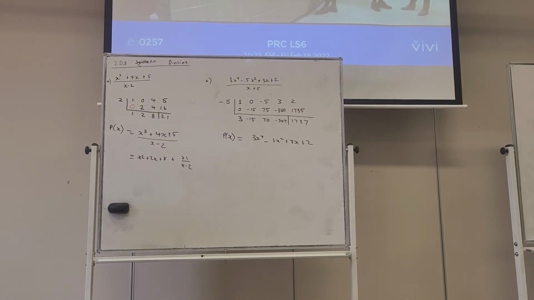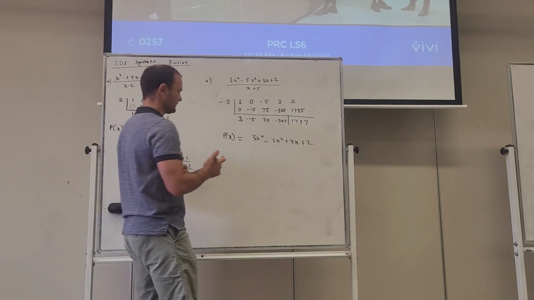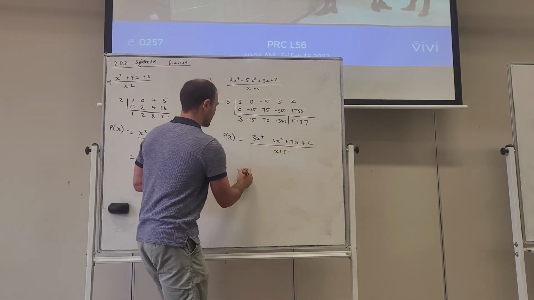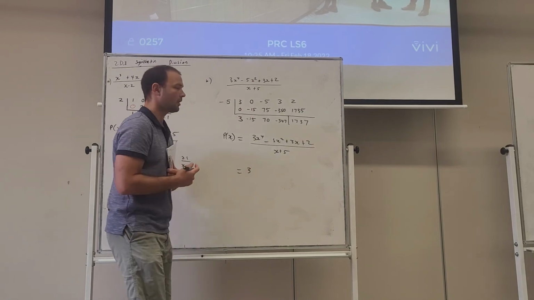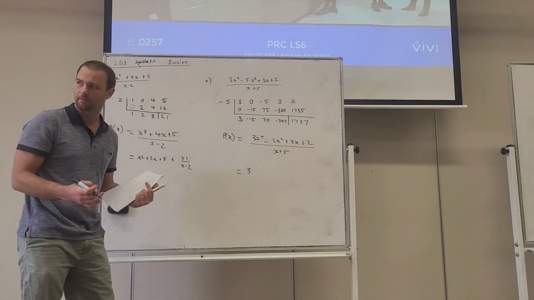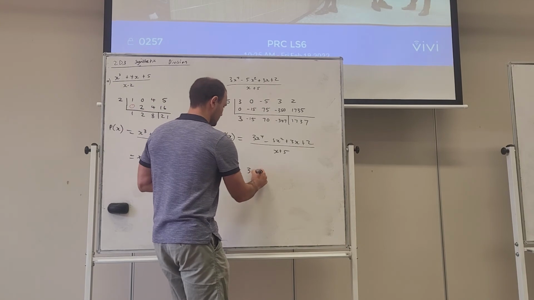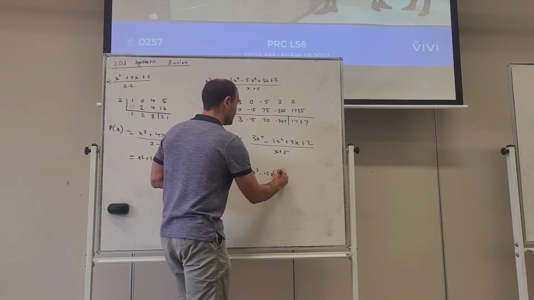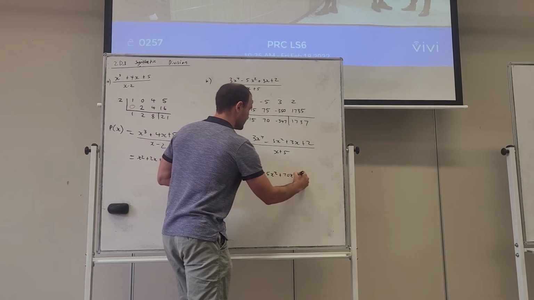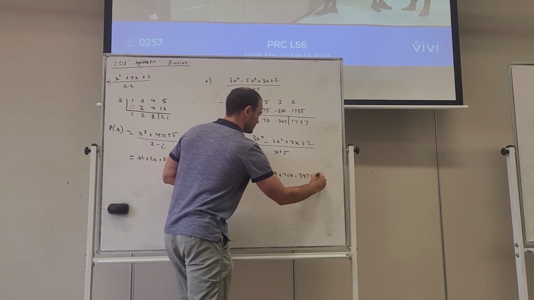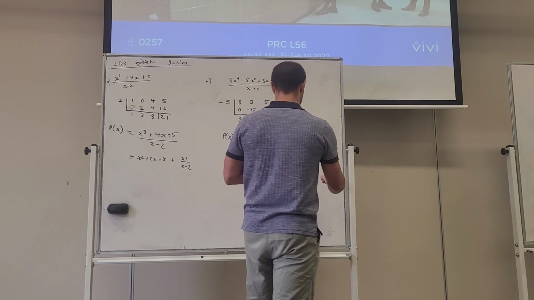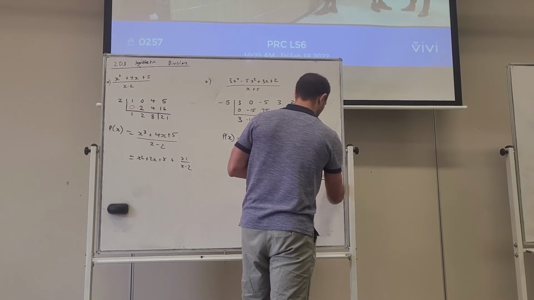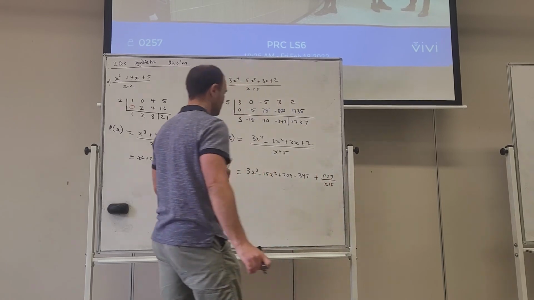So if we're dividing the polynomial by x plus 5, then it's going to equal 3 lots of x to the power of 3, take 15 lots of x squared plus 70 lots of x.